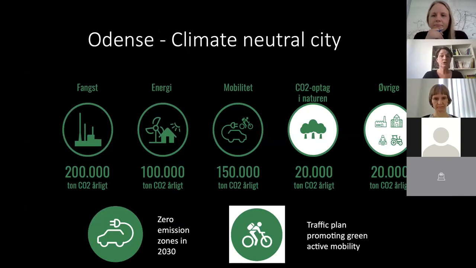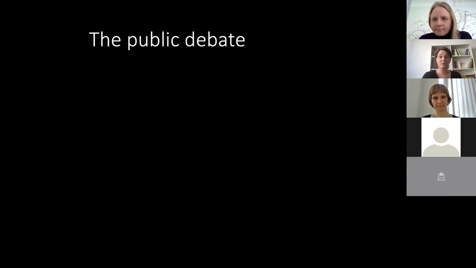I'm almost done. I just wanted to show you this last thing, which was one of our big cities in Denmark as well, Odense, which has decided to be a climate neutral city. And they made a task force of different experts and had two things on traffic. One was the zero emission zones in 2030. Another one was the traffic plan promoting green active mobility. There were a lot of complaints about the zero emission zones, and much fewer complaints about the traffic plan promoting green active mobility. In reality, the consequences of both those plans were actually the same, but the one was more about the urban space, so that was much more positively received than the one talking about zero emission zones.